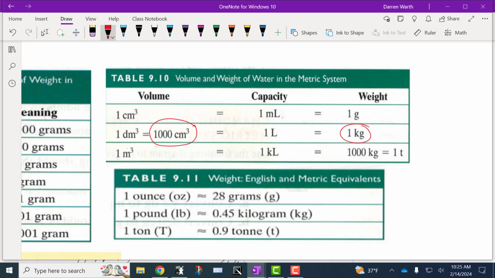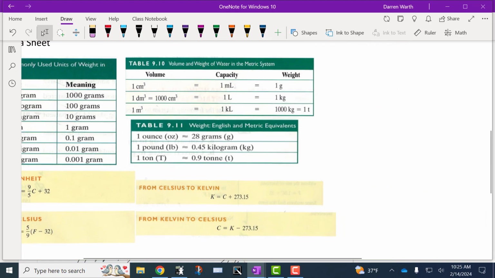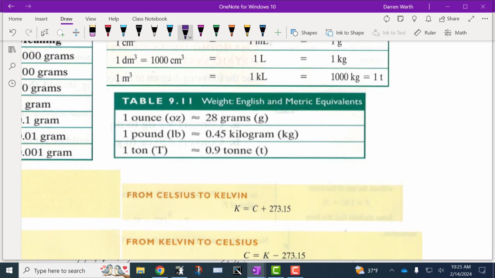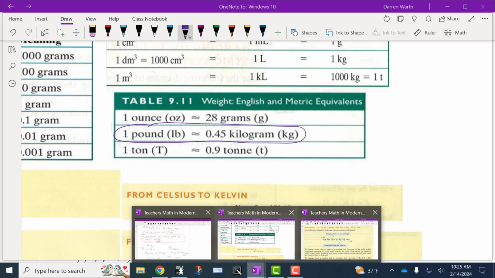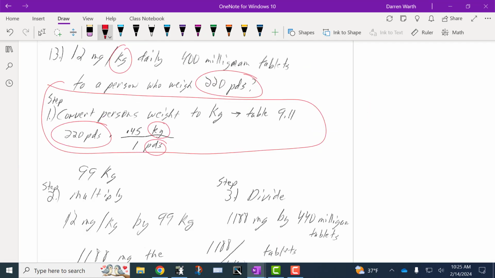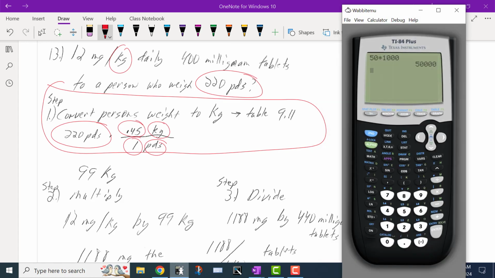In table 9.11, it says that 1 pound is going to be equivalent to 0.45 kilograms. Go back to your problem, we'll make that conversion. So filling that in, I got 0.45 kilograms equal to 1 pound. I multiply that together to get that in kilograms. You're going to take 220 times 0.45. When you multiply that out, you get a total of 99 kilograms.